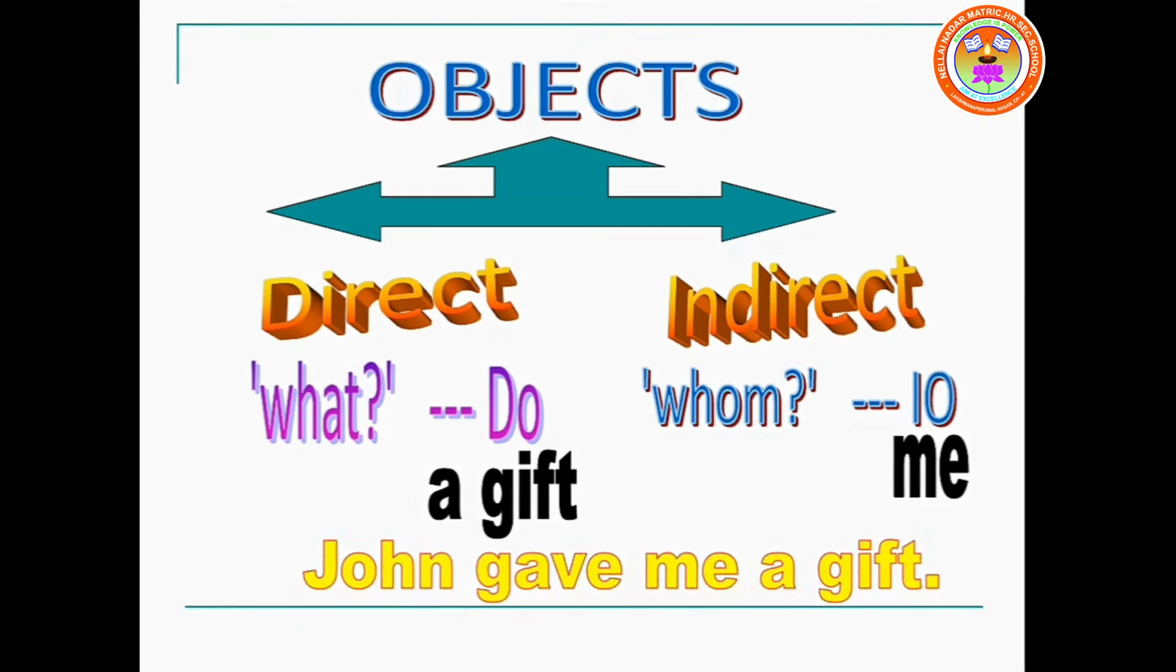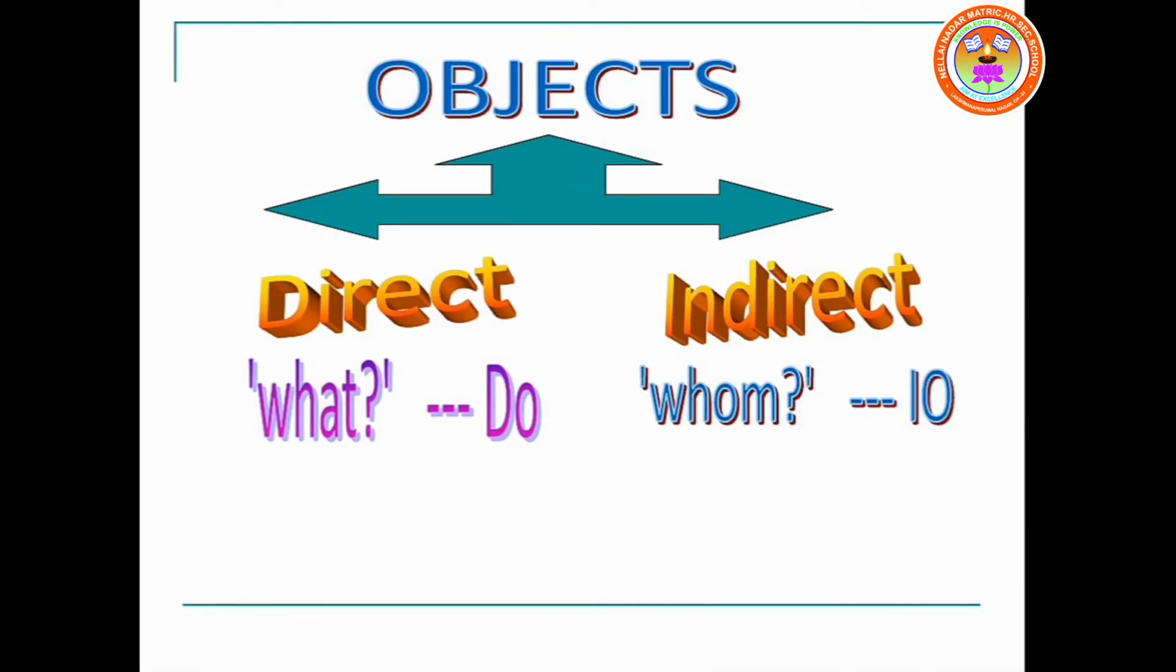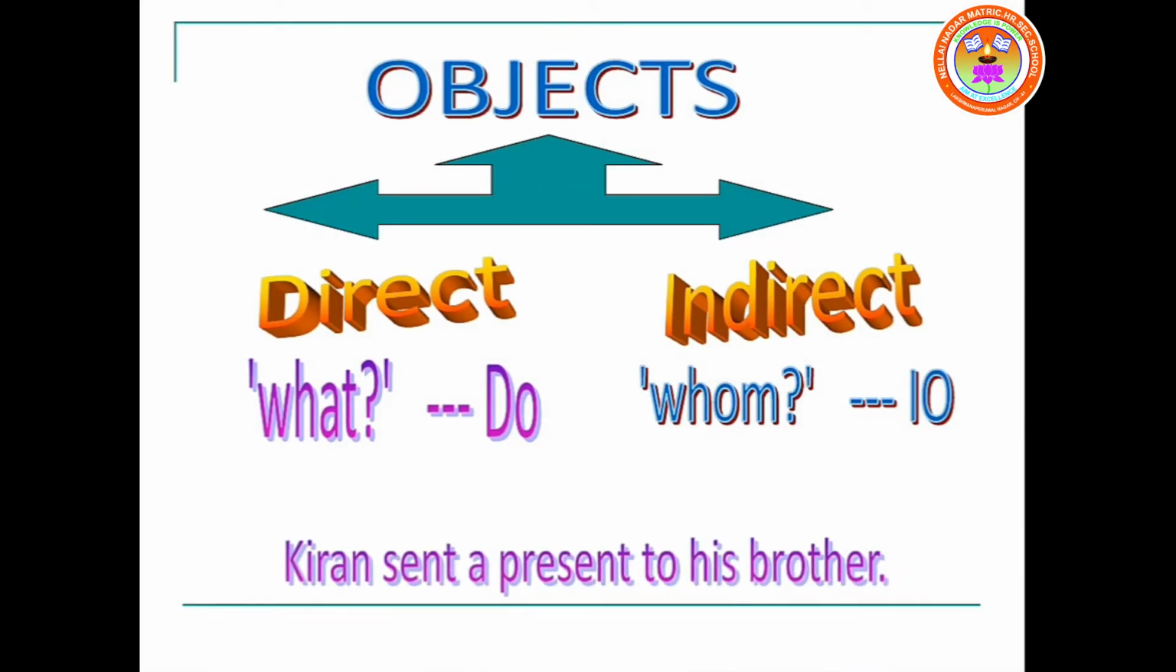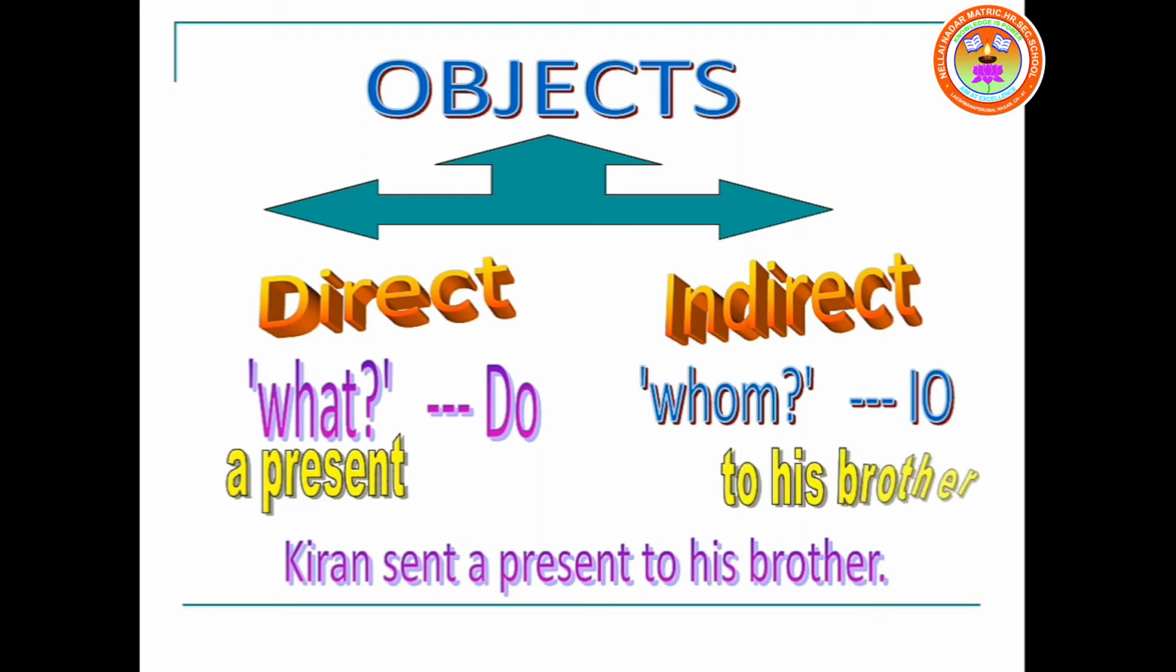Next, Kiran sent a present to his brother. What did Kiran send? A present. So, it is the direct object. To whom did Kiran send? To his brother. So, to his brother is the indirect object.